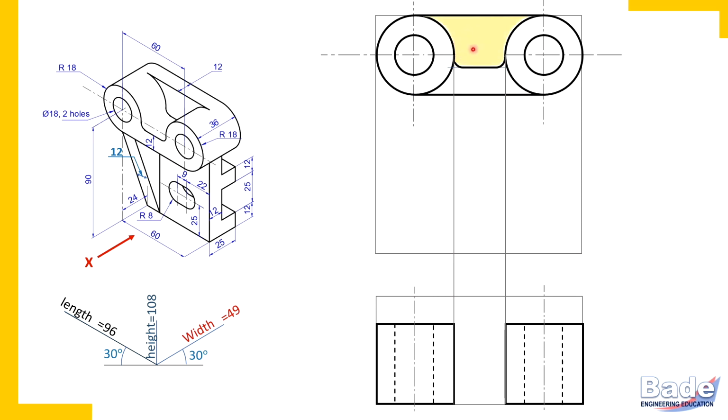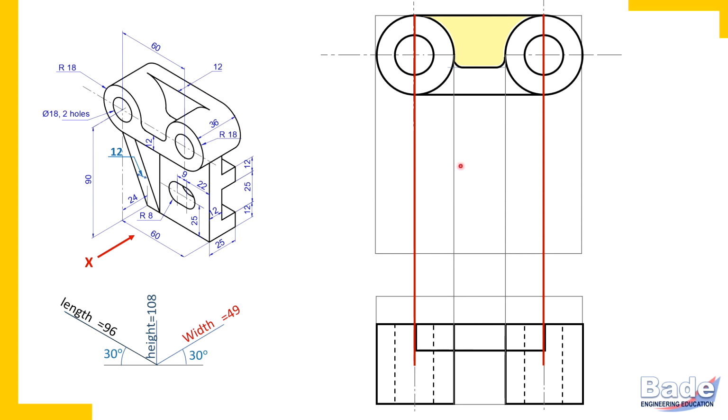Now let's draw this plate in the top view. Nothing to think. This plate appears between its end projectors. So focus on the right end of this plate, the left end of this plate and draw end projectors. Between these end projectors, we are going to draw a 12 mm thick strip. So here it is. So in the top view, it is a rectangular strip between end projectors. But there is a mistake here.